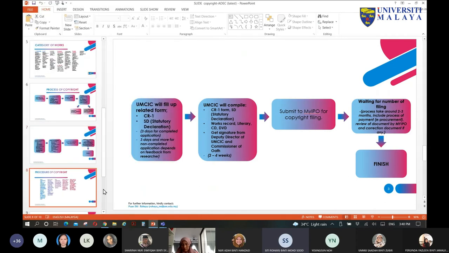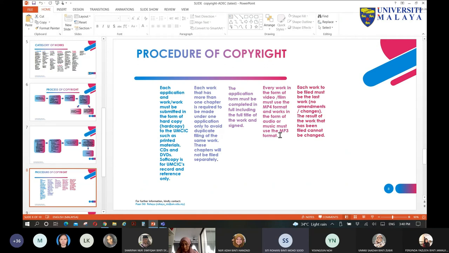We go to the next slide. This one, we have a procedure of copyright. Each application and work must be submitted in the form of hard copy. The hard copy must be sent to our office, to me. The soft copy we also need for UMCIC record and reference.